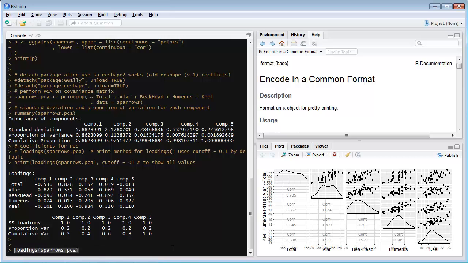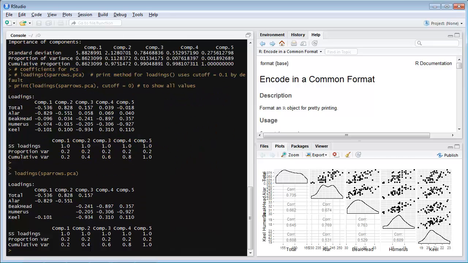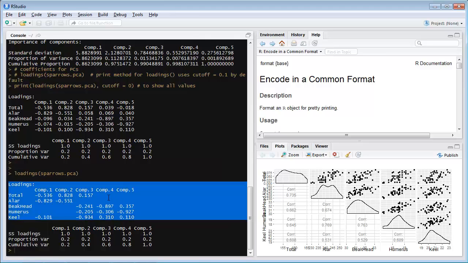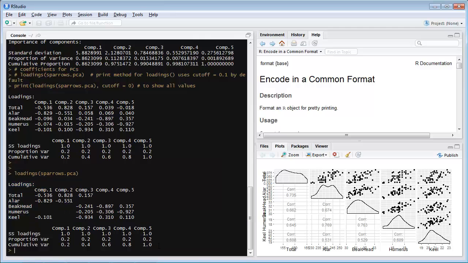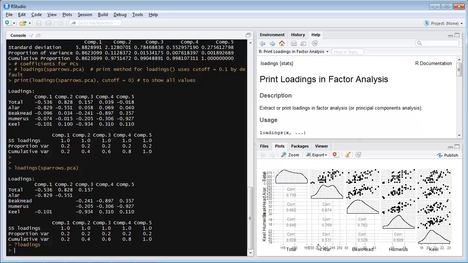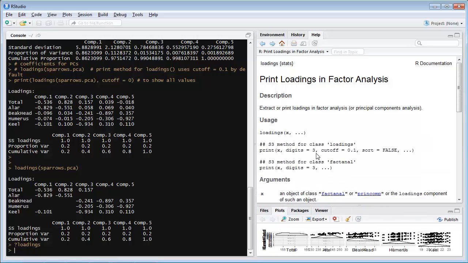All right, so if you ask for the loadings of the PCA and press enter, you can see there's a bunch of missing spots. That's because if we look at the help for loadings, the help will describe that there's a cutoff in printing the loadings of 0.1, meaning that any loading with a coefficient of 0.1 or lower in magnitude, from negative 0.1 to positive 0.1, is going to just be removed from your view, so that visually you treat those as 0. So when I look at all these loadings, the first component basically includes the total, the alar, and the keel. And the beak and the head values are less than 0.1, so they're not even displayed.